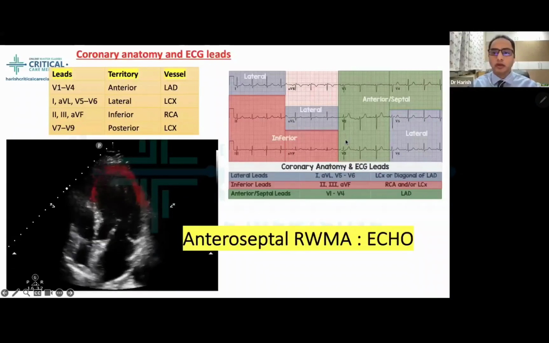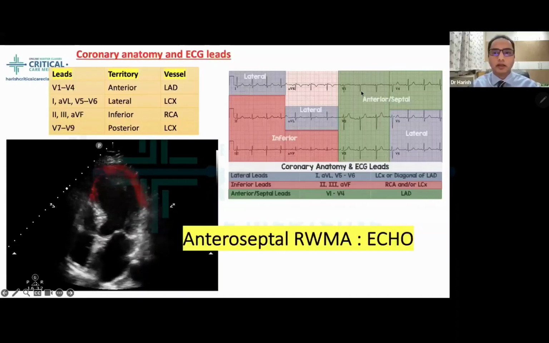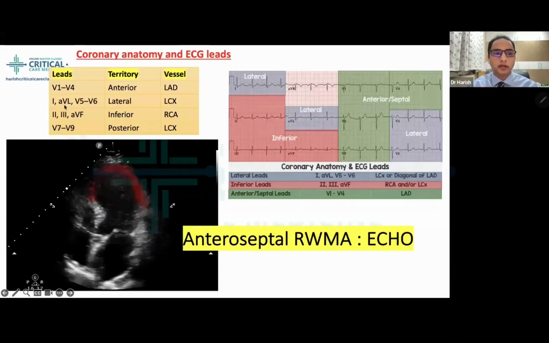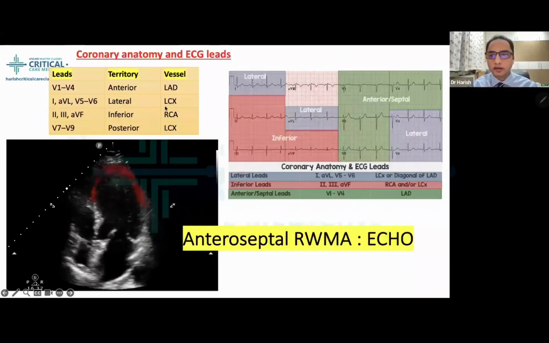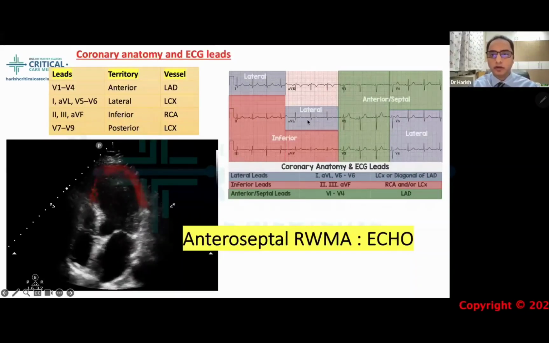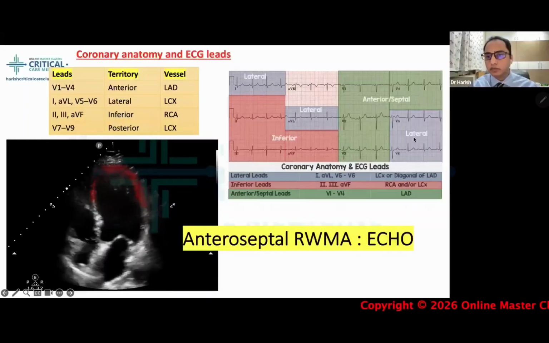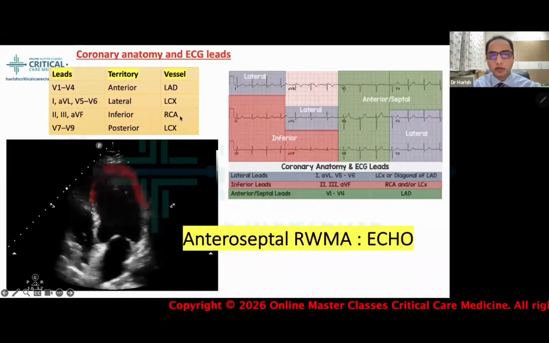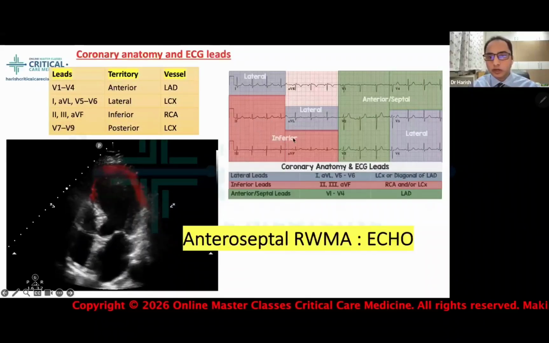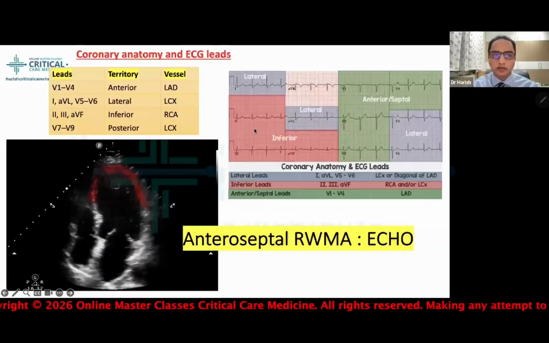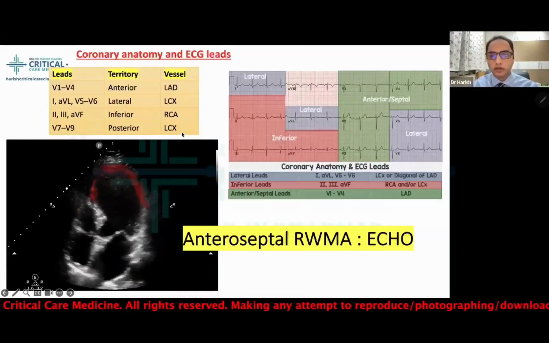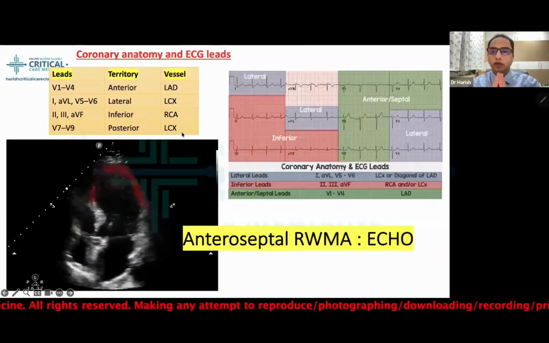V1 to V4 anteroseptal involvement will be there. Leads 1, aVL, V5, V6 are lateral, that is left circumflex artery involvement. This is the left circumflex manifestation. Leads 2, 3, aVF are inferior MI, so right coronary involvement. This is the territory of the ECG with the inferior MI. V7 to V9 is the posterior involvement of the left circumflex.